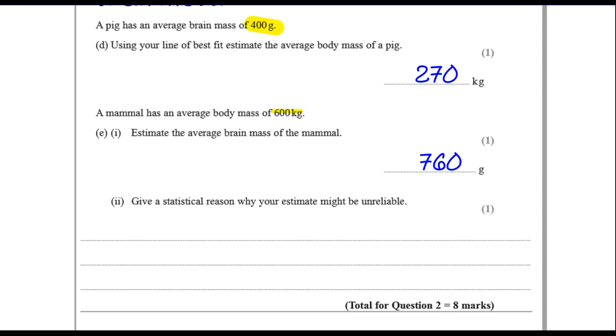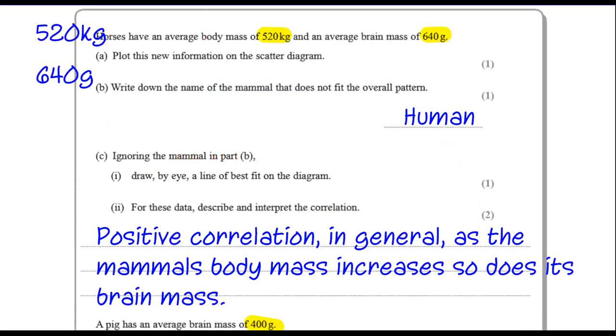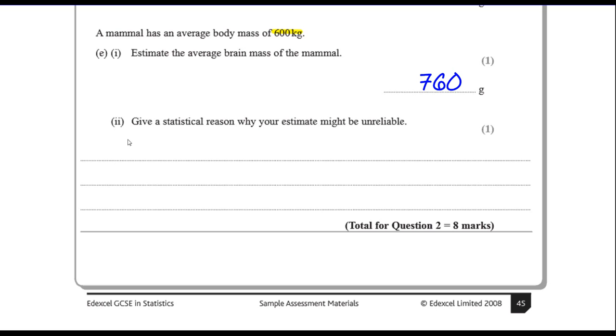Give a statistical reason why your estimate might be unreliable. Well, for one, we had to go off the side, but statistically, what's going on? Well, all our data, the biggest mammal that we had was 460 kilograms. We've gone beyond that. We don't know what's going to happen to the data apart from in the area that we have the data from. We can have a good guess there. So this is outside of the data set, so the posh word for that is extrapolation.